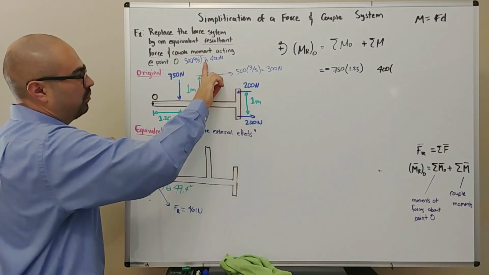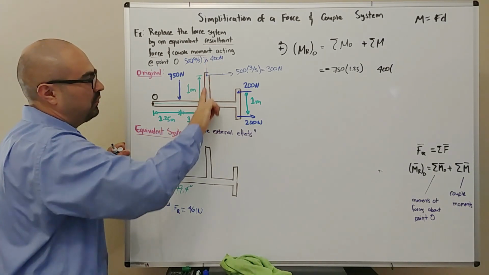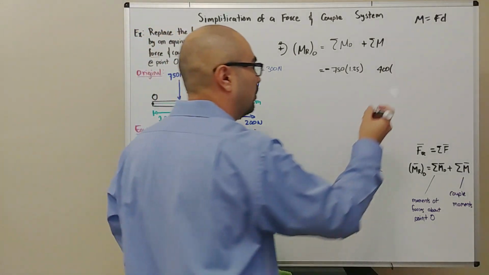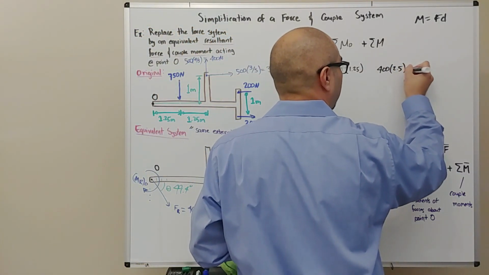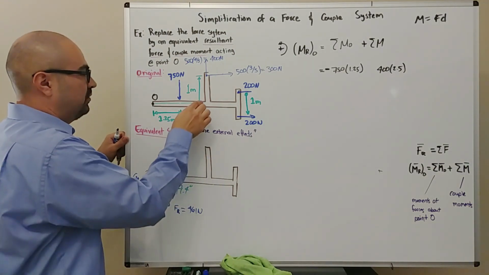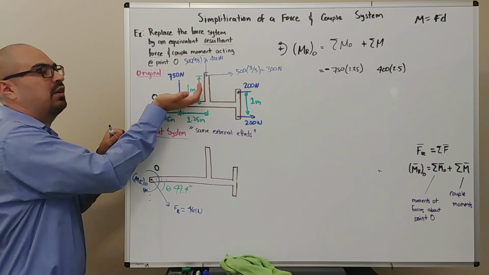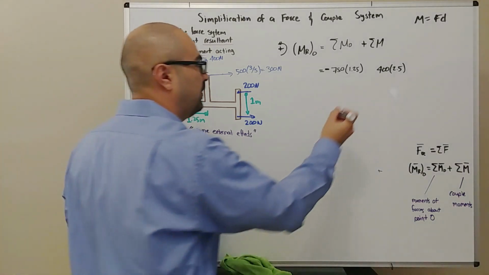The perpendicular distance between that force and our point O is now 1.25 plus 1.25, or 2.5. And then what is the direction? This force now points up. I'm at O, so this is going to make it spin counterclockwise. So that's a positive moment.